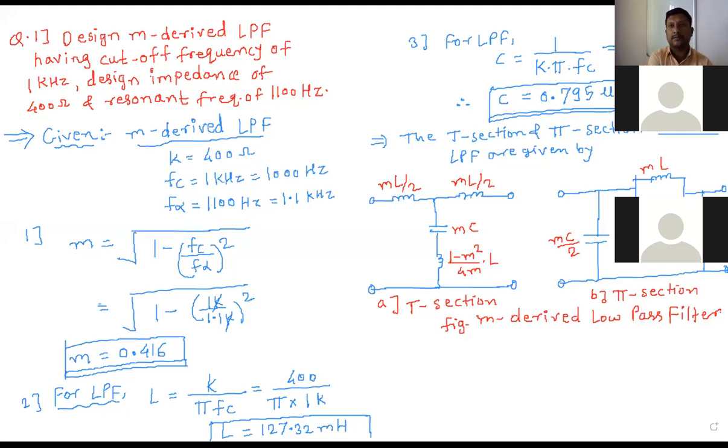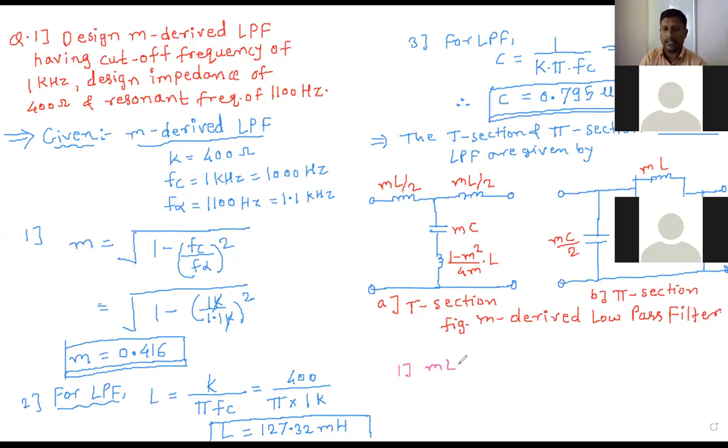Once you are mentioning these, the next task is to calculate the values of all these: M L by 2, M into C, 1 minus M square divided by 4M into L, then M into C by 2, then M into L. You have to calculate and put the values. So one by one you can start the calculation and tell me the value. First of all, M into L: the L value, C value and M value are there, so just calculate each and every part.